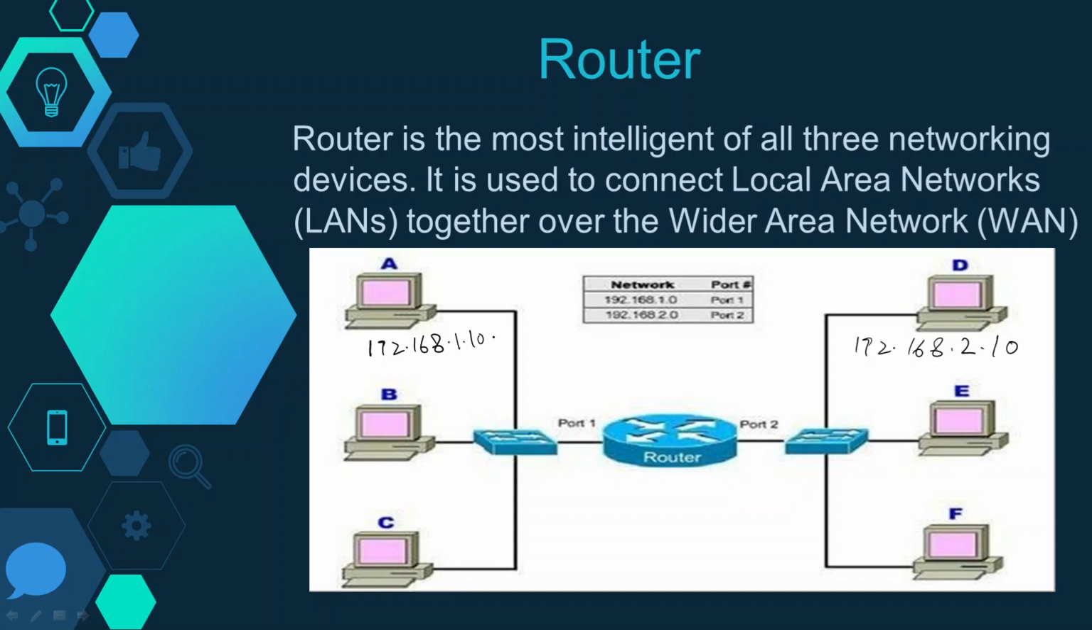Now these devices cannot communicate through a switch. So in order to communicate them, we need an intelligent device that is called a router. The primary functionality of a router is to communicate between devices having different IP addresses or different networks, or it is used to connect different LANs to communicate with each other.